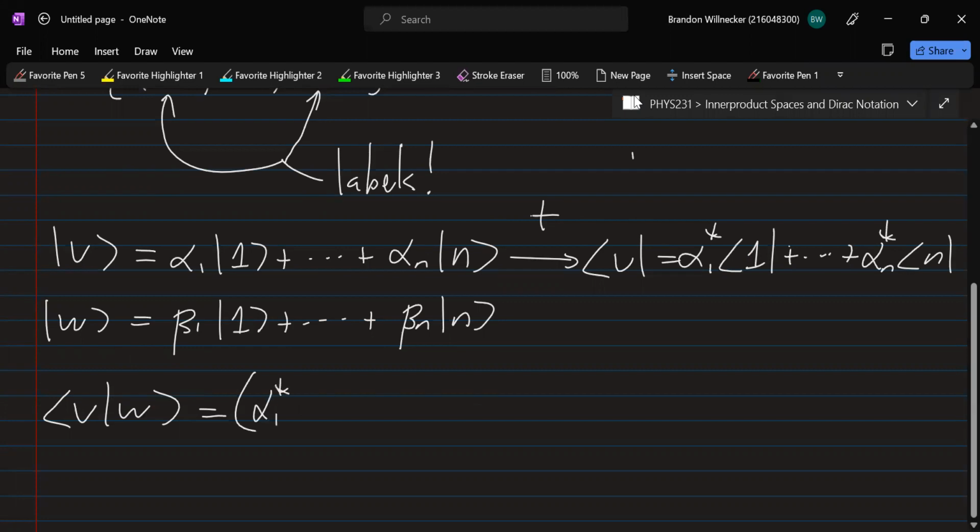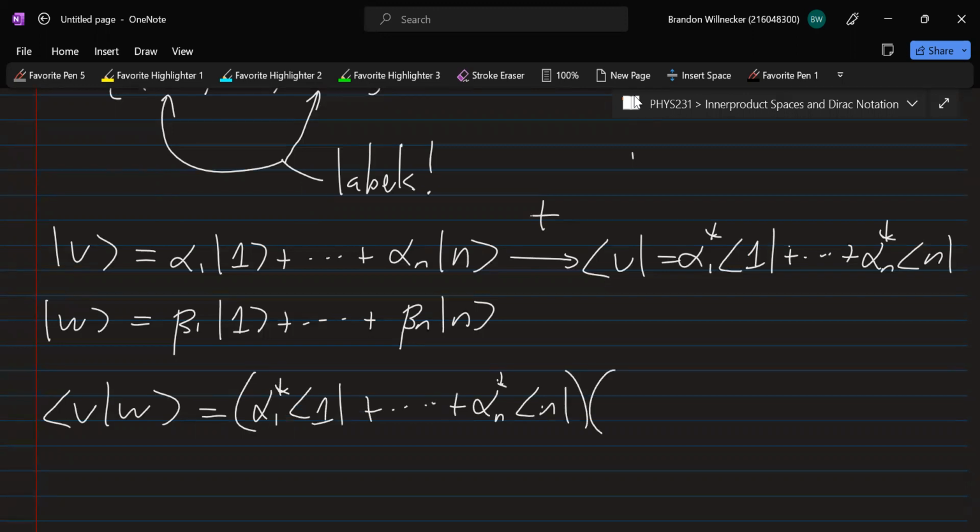So it's alpha 1 star ⟨1| plus dot dot dot plus alpha n star ⟨n|. And then the w we can write as beta 1 |1⟩ plus dot dot dot plus beta n |n⟩. Now, if we multiply this out, there are going to be a lot of terms.